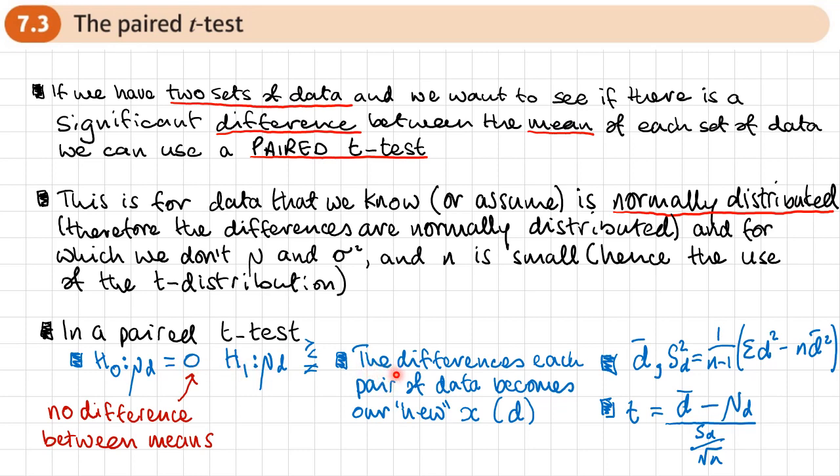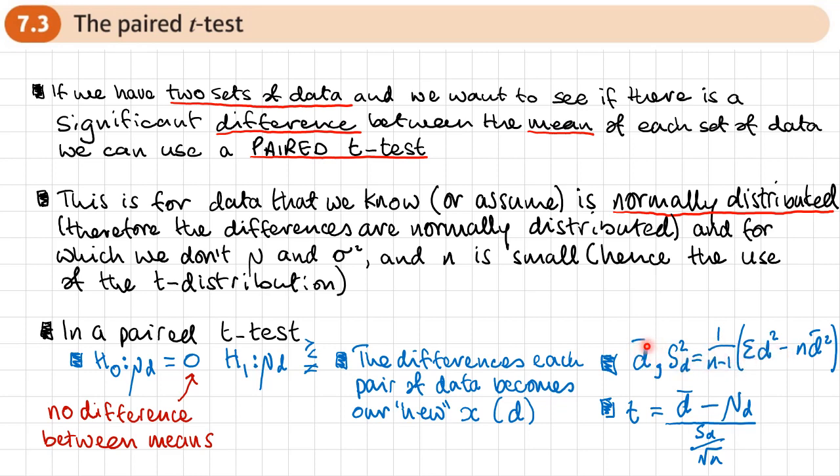Now when we work out the differences of each pair of data items, so the two numbers in each column, you'll see them when we do the examples in a moment, that becomes our new x. So think about what we did in section 7.2, where we had x and we did our hypothesis test. We now replace it with d, the differences between the data items. So we need to work out the mean of the differences. We need to work out the variance of the differences using an unbiased estimator here.